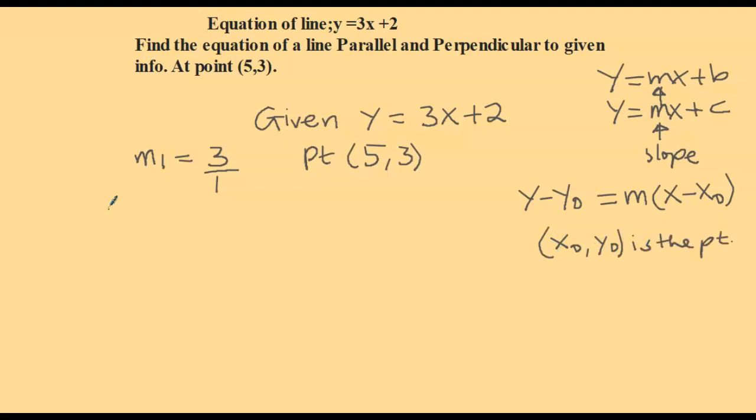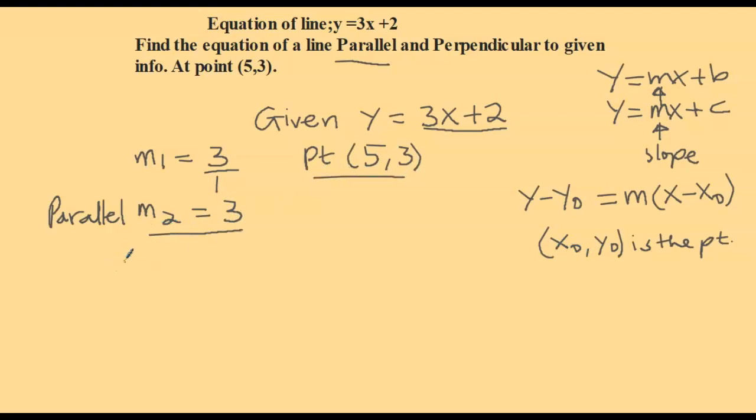Okay, so here we want to write an equation that is going to be parallel to this given equation, using the slope and the point. So here, since it's parallel, the slope has to be the same. So our parallel slope, which is m2, has to be also 3. Now we want to write the equation. So we have a point and we have a slope.